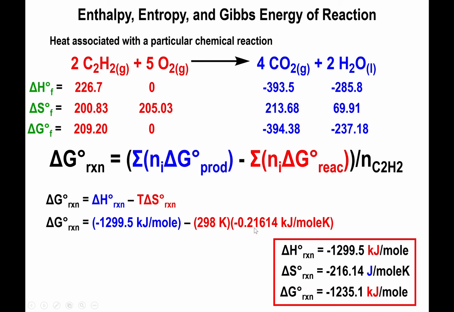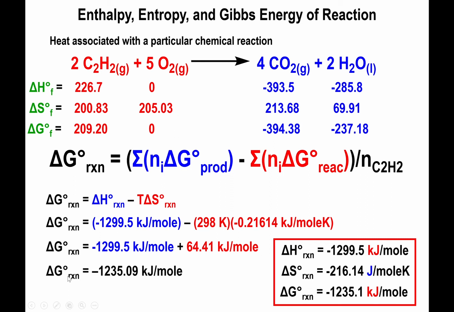So multiplying the entropy in kilojoules per mole Kelvin by the temperature in Kelvin gives you the following values: negative 1299.5 kilojoules per mole for the enthalpy, and positive, right, because negative and negative turn positive, positive 64.41 kilojoules per mole for the TdS term. So since the first term is negative and the second one is positive, this is technically a subtraction. You end up getting a value of delta G of negative 1235.09, which is pretty much on point with what we got before by using the delta H's, delta S's, and delta G's of formation.